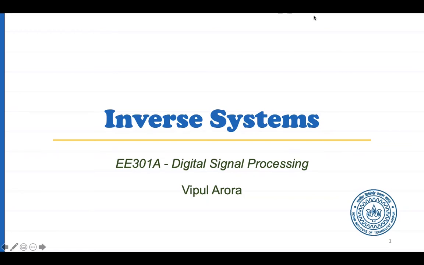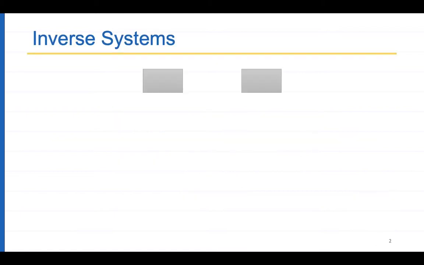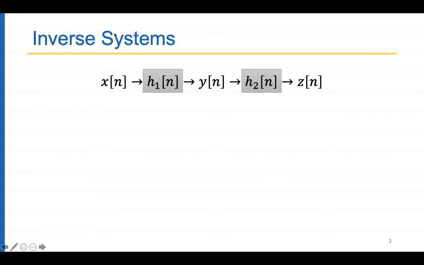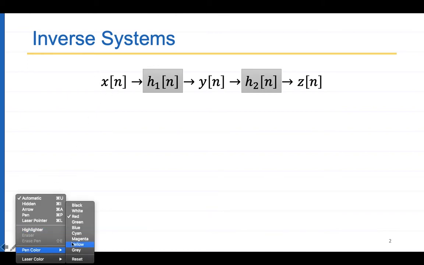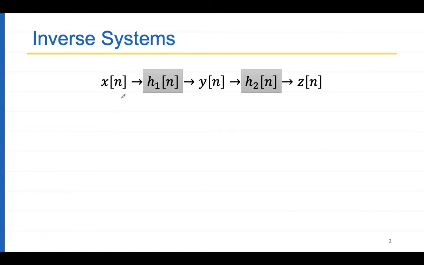In this video, we're going to discuss inverse systems. So what is an inverse system? Let us say I have a signal x of n, and I have a system which is characterized by its impulse response h1 of n, and the output I get is y of n.